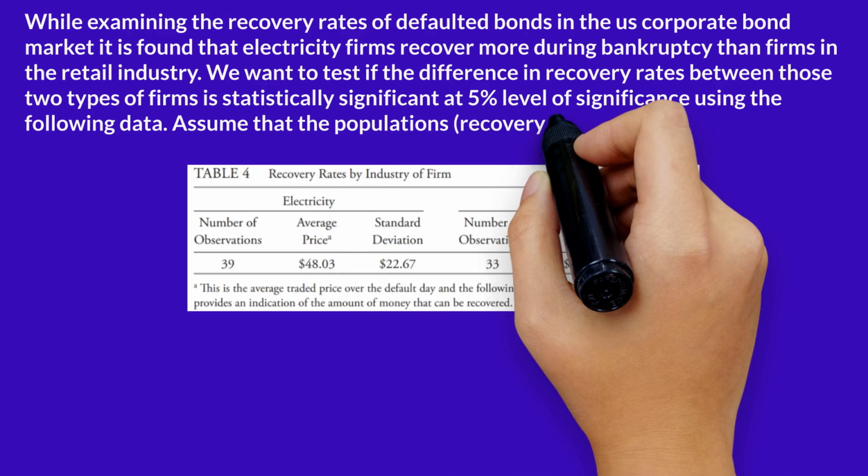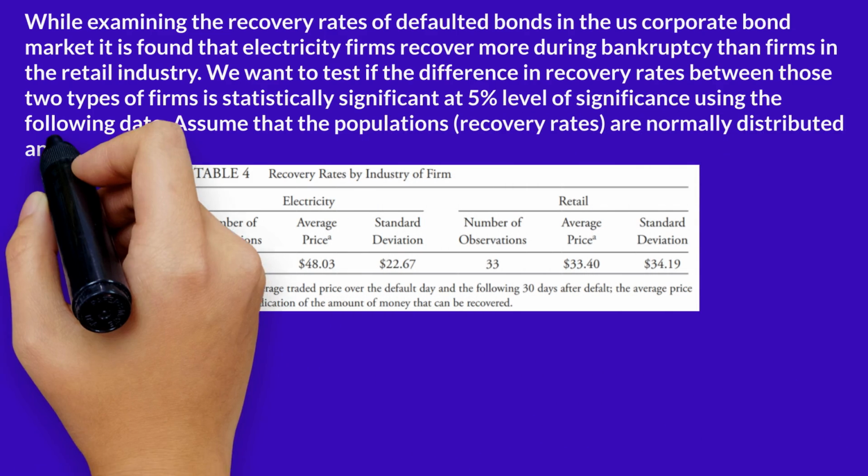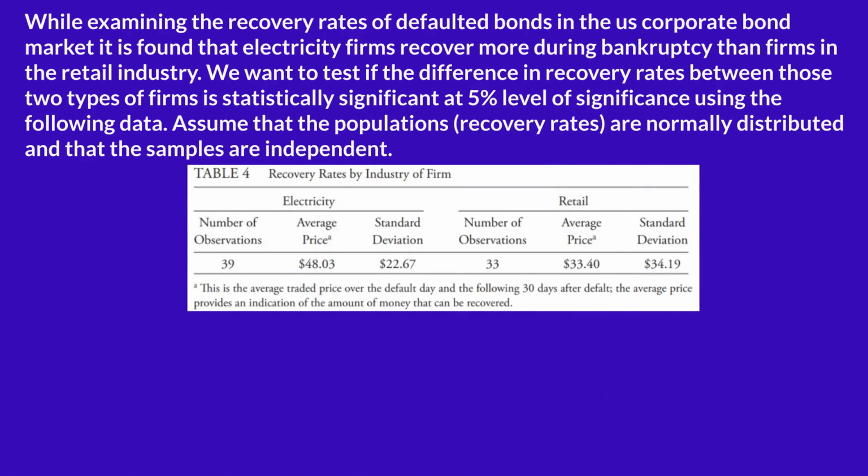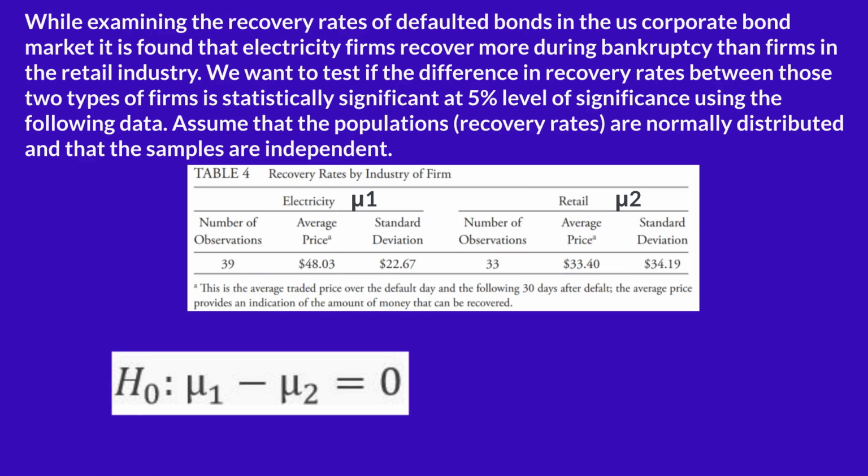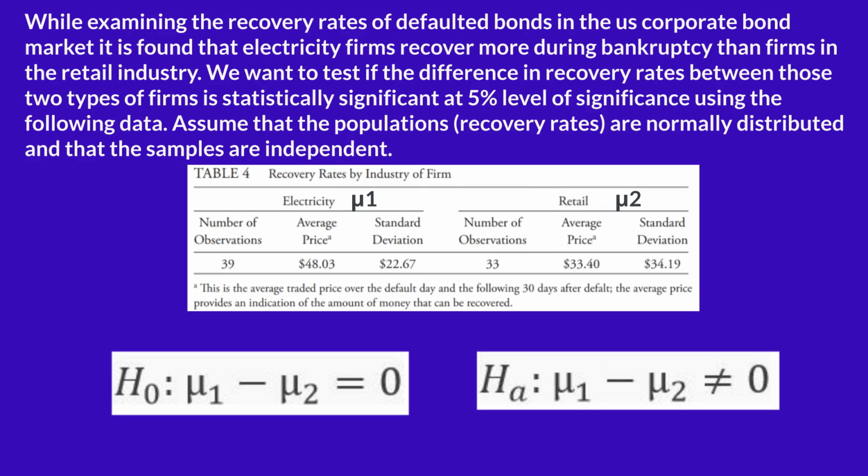Assume that the population recovery rates are normally distributed and the samples are independent, with mu1 denoting the population mean recovery rate for bonds of electricity firms and mu2 denoting the population mean recovery rate for bonds of retail firms. The hypotheses can be written as the null hypothesis mu1 minus mu2 equals 0, versus the alternate hypothesis, which is mu1 minus mu2 is not equal to 0. The alternate hypothesis is the claim that we want to test.